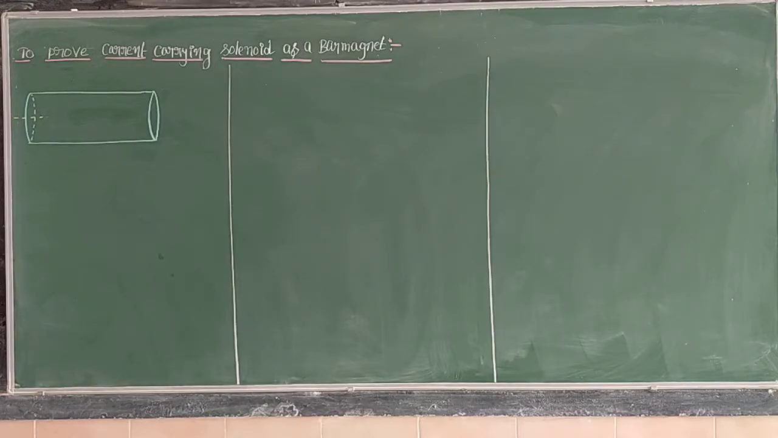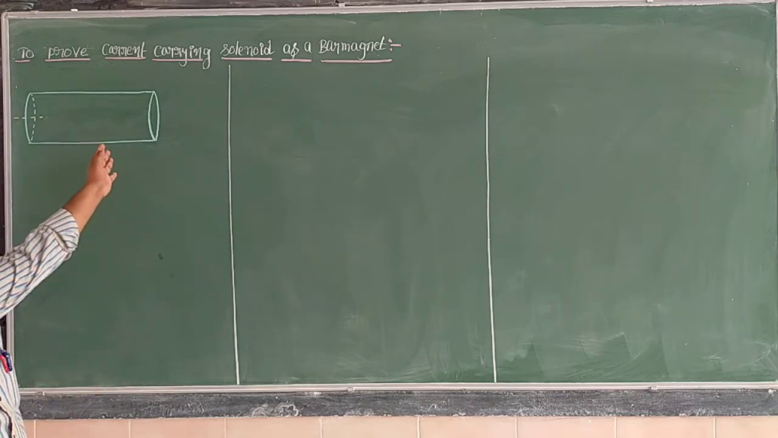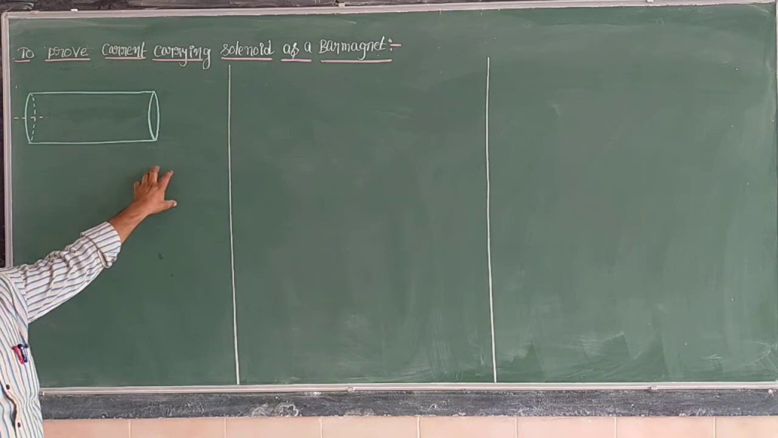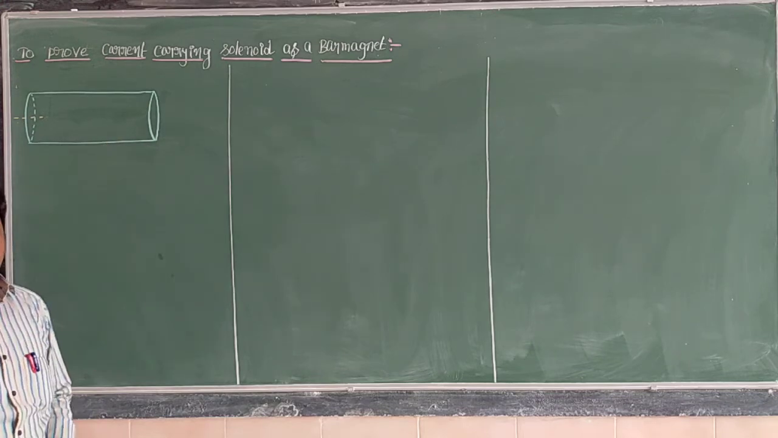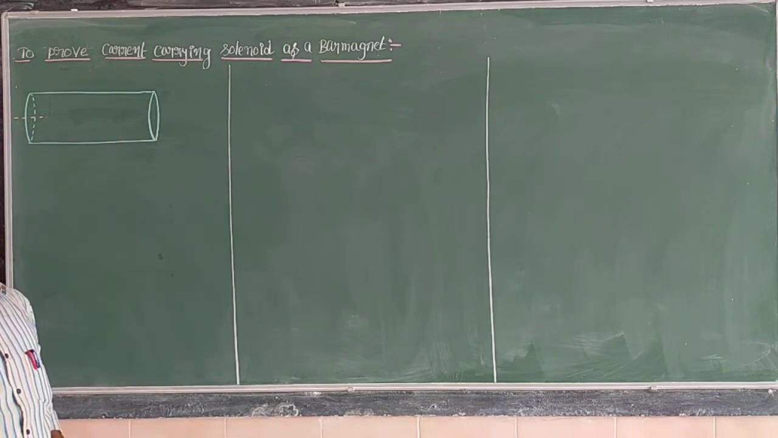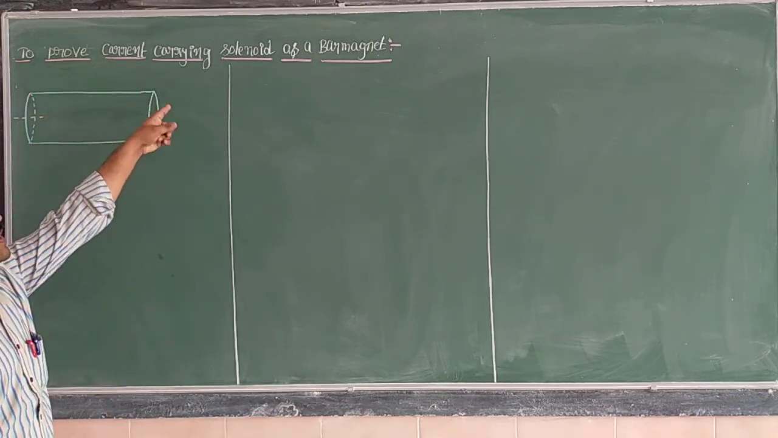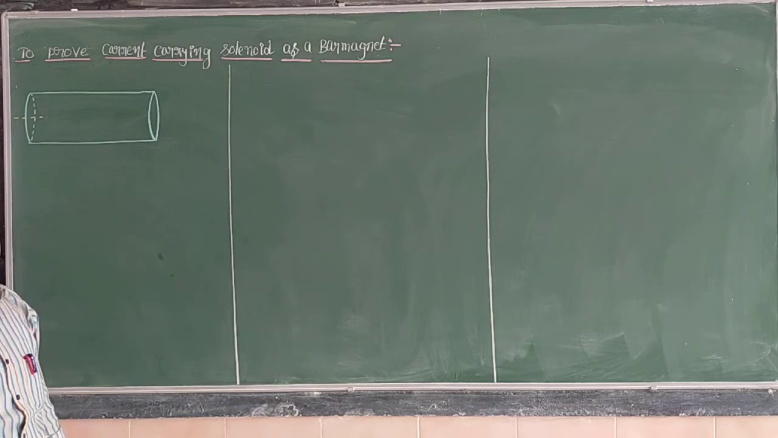Now, just now we have seen that the current carrying solenoid and bar magnet are both the same, by drawing two diagrams, as I have explained already. Now here we have to prove the current carrying solenoid as a bar magnet. We have to prove it.